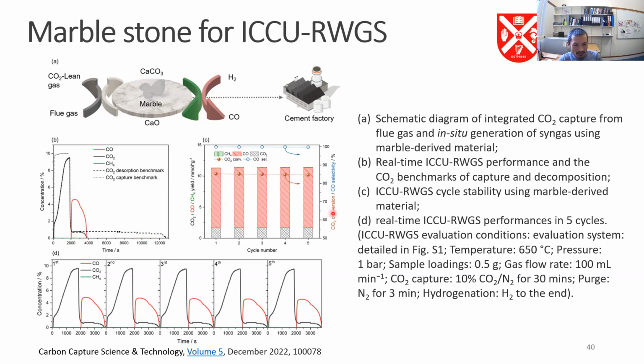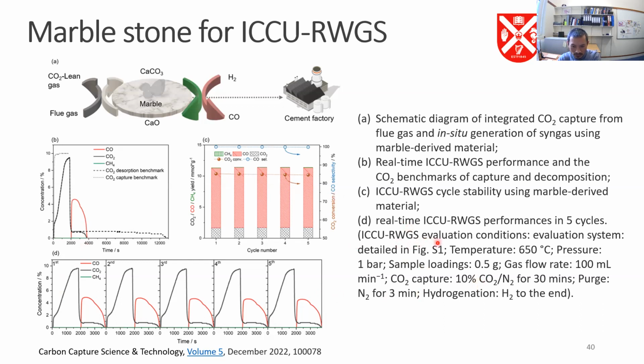The conversion of CO2 is even higher than with calcium oxide. It's 85% CO2 conversion, and selectivity to CO is 100%. So it's very high. I think one of the reasons it has better performance compared to calcium oxide is that the marble stone contains other metals, like iron and also magnesium oxide. We have ongoing research on the marble stone to try to improve the performance. So this is the 5 cycles.